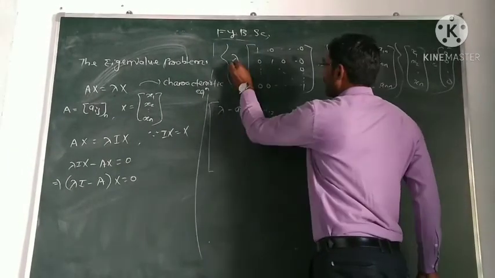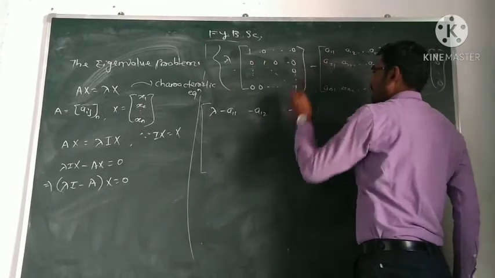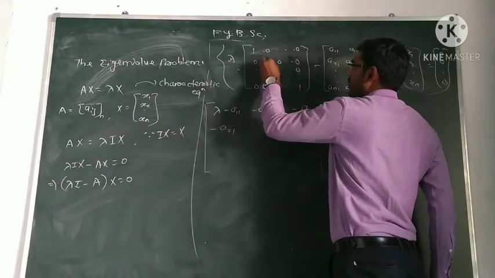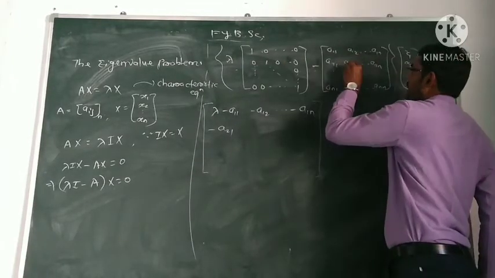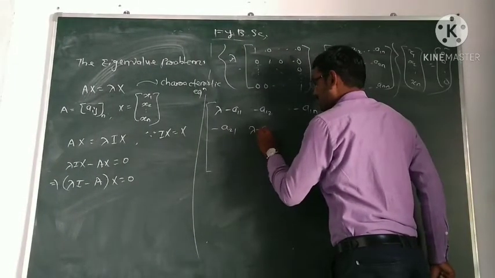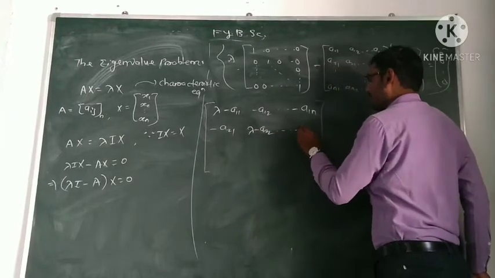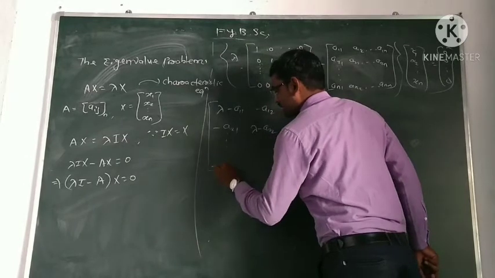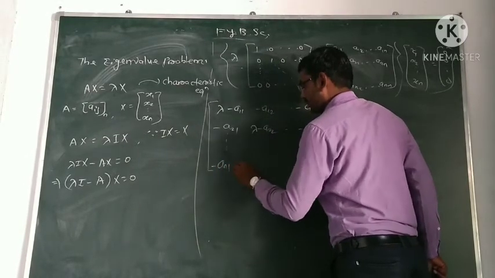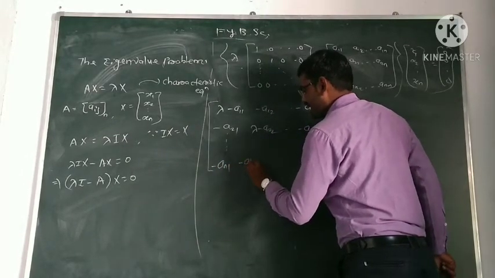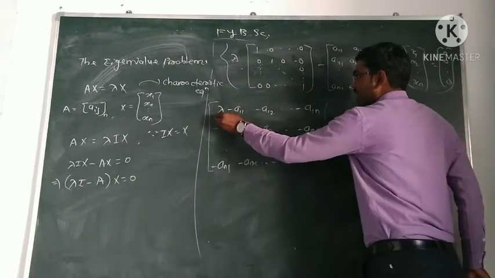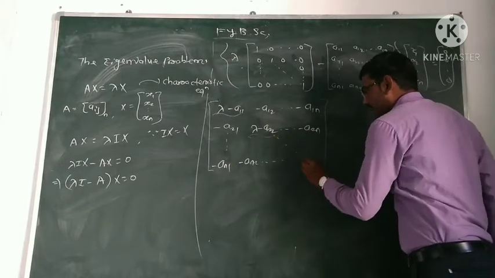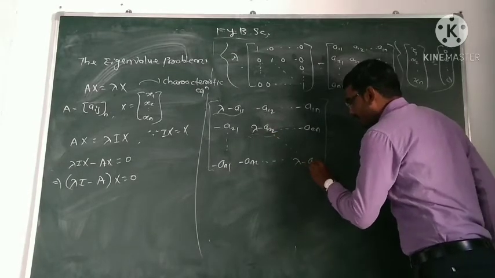Then the second entry, lambda into 0 is 0, minus a21. So 0 minus a21. Then this entry, lambda into 1, is lambda minus a22, and similarly minus a2n here. Continuing in this way, this entry is minus an1, then minus an2, and so on. The diagonal entries are lambda minus a11, lambda minus a22, and continue up to lambda minus ann.